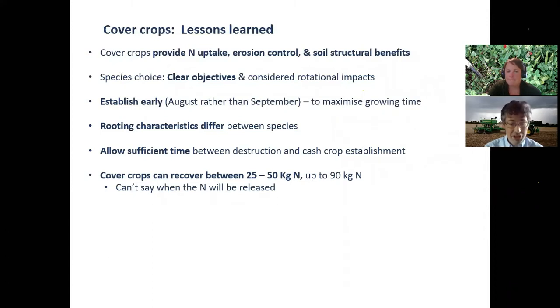Cover crops have certainly shown, as I mentioned, to capture nitrogen very well, typically 25 to 50 kilos of nitrogen, but sometimes up to 90 kilos. One of the biggest challenges, and I get asked this a lot, and I think there were some questions today, is when that nitrogen will be released. Unfortunately, it's a very complicated, interactive set of parameters that control when that N is released. Main drivers are soil temperature and soil moisture, but there are plenty of other factors as well, and it's very dependent upon site and season, etc. So it's really difficult to quantify when that will be released.